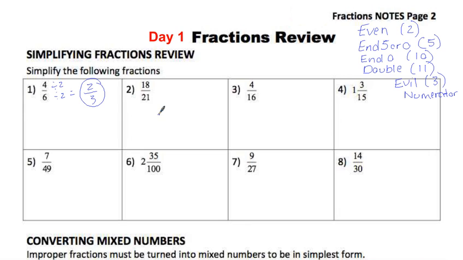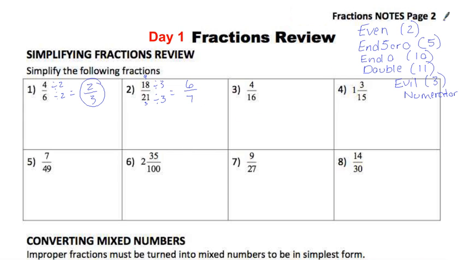If we look at number 2, 8/21, they're both not even. 21 is not even. They both don't end in 5 or 0. They both don't end in a 0. They're not doubles. We could try evil 3. 8 plus 1 is 9. 2 plus 1 is 3. Both of those numbers divide by 3, so I can divide the numerator and the denominator by 3. 18 divided by 3 is 6. 21 divided by 3 is 7.